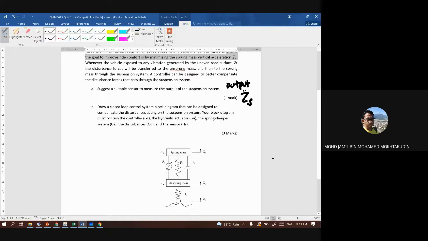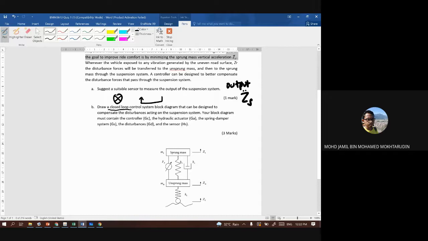So we know now that the output is ZS double dot. The input can be either the same thing, displacement or acceleration, that you desire, what you want the system to accelerate. So maybe we can start by drawing the block diagram. Make sure that it is a closed loop. For a closed loop block diagram, you must have the summing junction and also feedback.